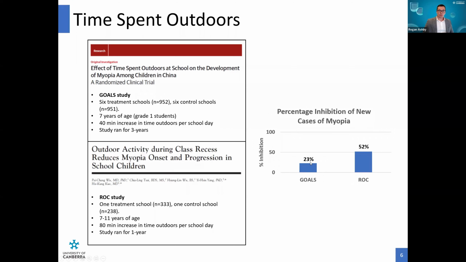What they saw at the end of the trial was a 23% reduction in the incidence of new cases of myopia, so a significant reduction in new cases. A second study run out of Taiwan, the ROC study, looked at 1 treatment school and 1 control school. They doubled the amount of time spent outdoors relative to the Chinese trial, so they went with 80 minutes per day extra during the school days, and they ran for a single year. And what they saw was roughly twice that of the Chinese study. They saw a 52% reduction in the incidence of new cases of myopia. So what we saw from this is time outdoors is able to inhibit the onset of myopia.